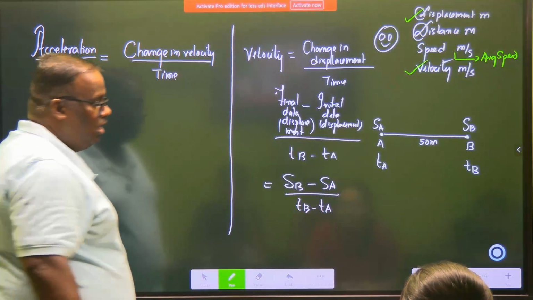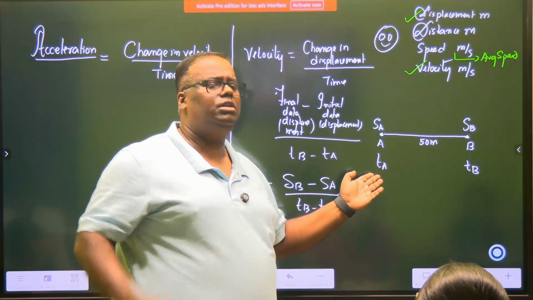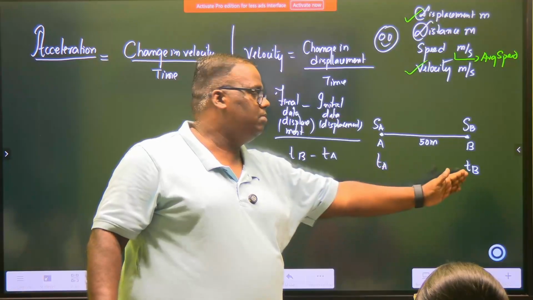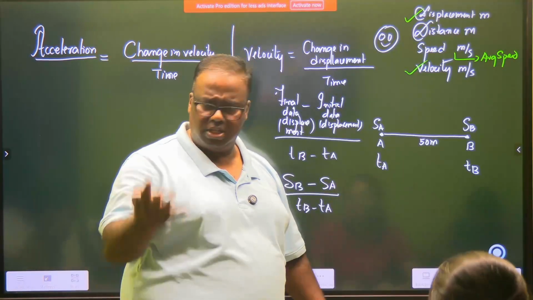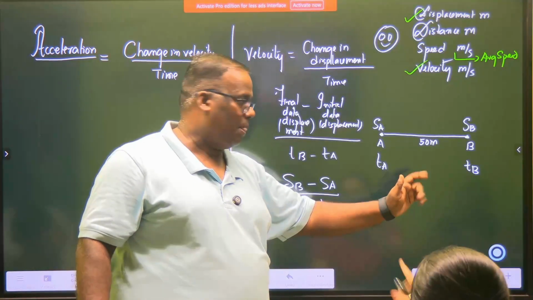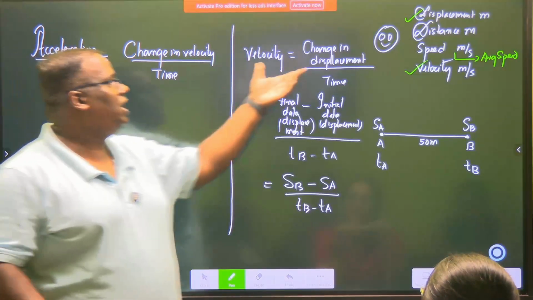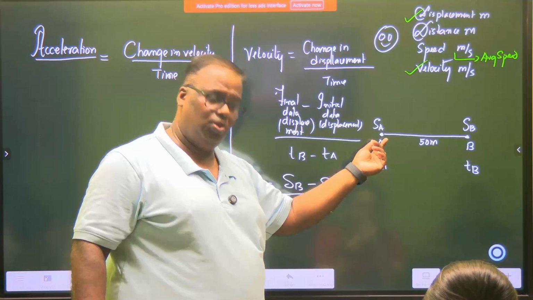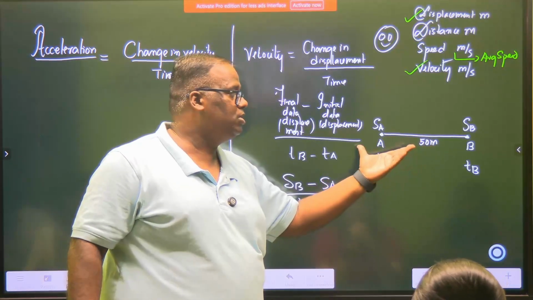Agreed? What was the time here? Say the time here was 10 seconds. Clock was showing 8 o'clock 10 seconds. And the time here is 8 o'clock 20 seconds. So how much time elapsed? 10 seconds elapsed. Are you understanding? Which one did you not understand? Say. Change in displacement. What was your displacement at A? 0. What is your displacement at B? 50 meters. So what is the change?